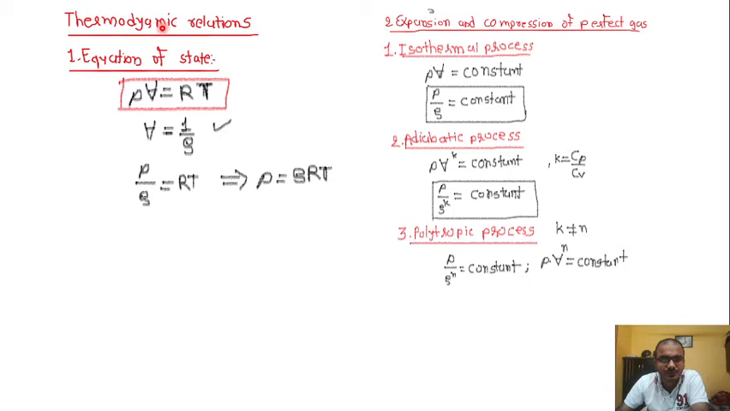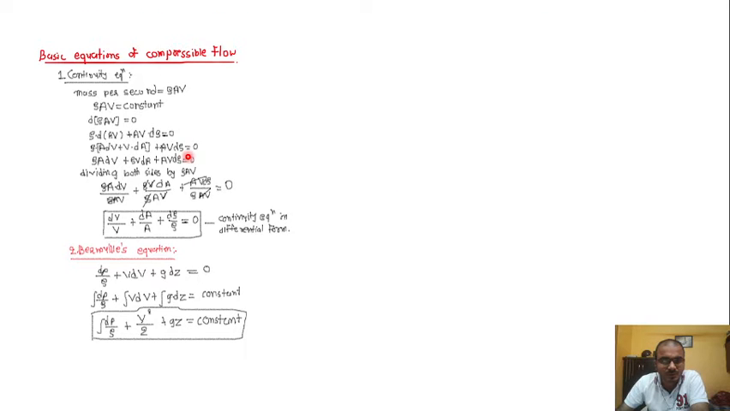Then we revised a few topics of our fundamental thermodynamics. That is the equation of state PV is equal to RT. We modified this equation to P is equal to rho RT. The second topic was expansion and compression of perfect gas, in which we discussed the formulas for isothermal process, adiabatic process and polytropic process.